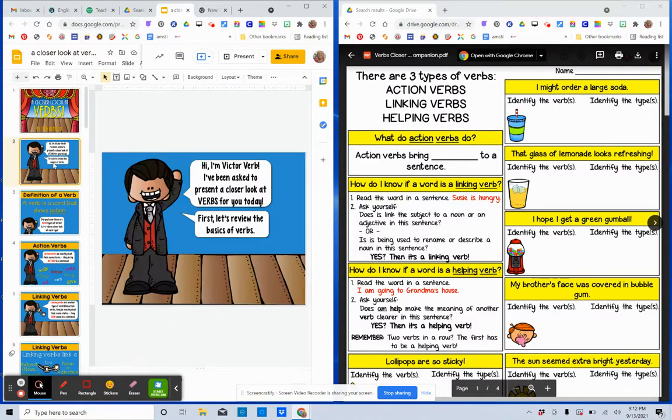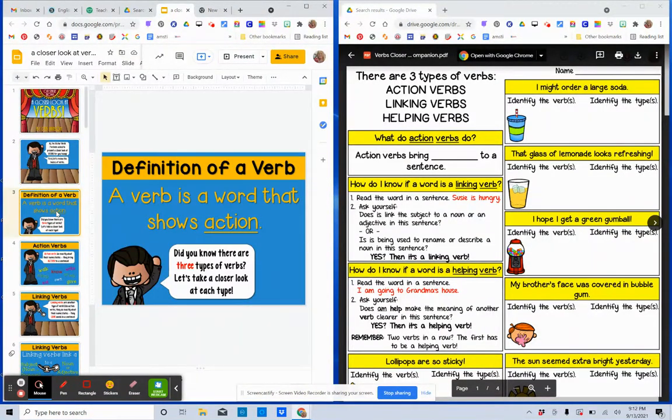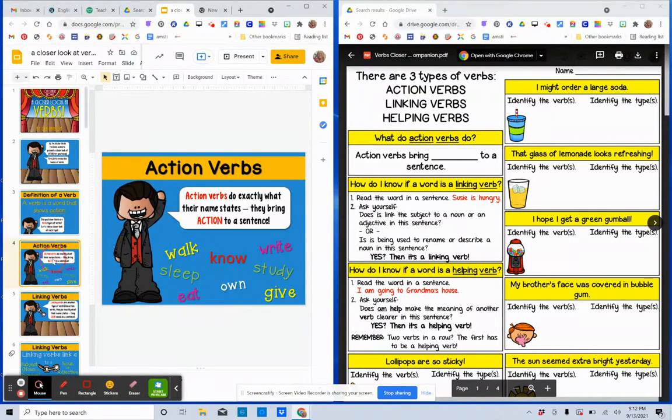A closer look at verbs. This is Victor Verb, and he's been asked to present a closer look at verbs for you guys today. First, let's review the basic verbs. The definition of a verb is the word that shows action. Did you know that there are three types of verbs? Let's take a closer look.